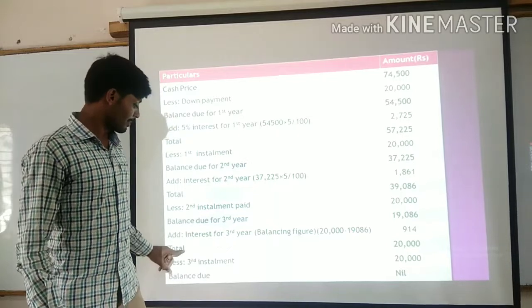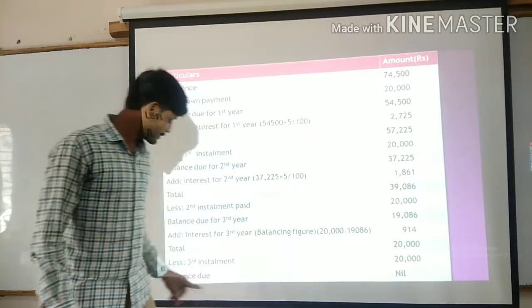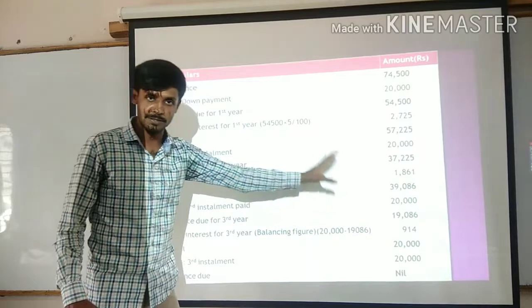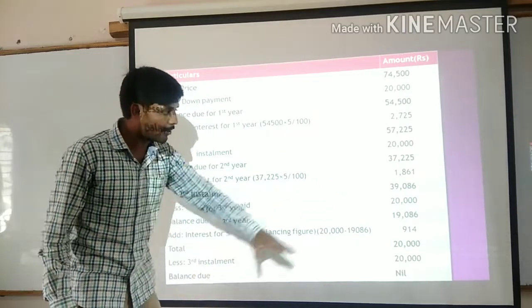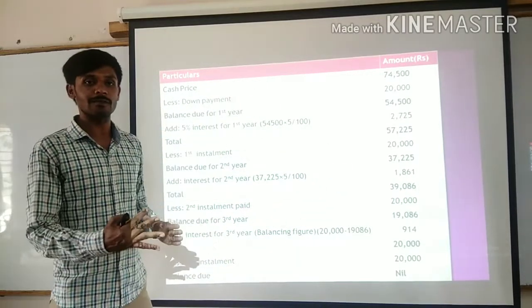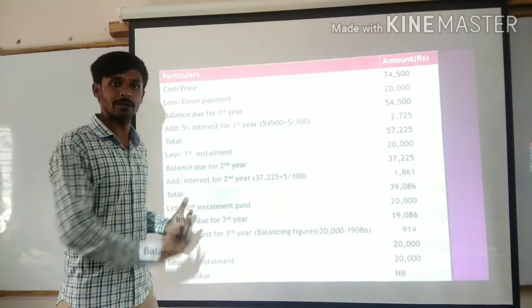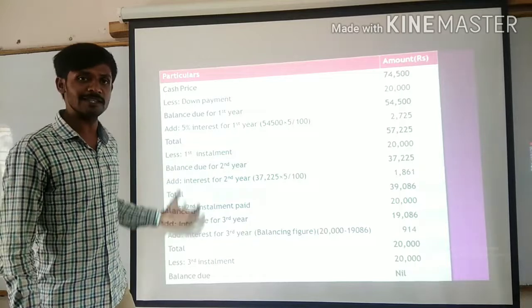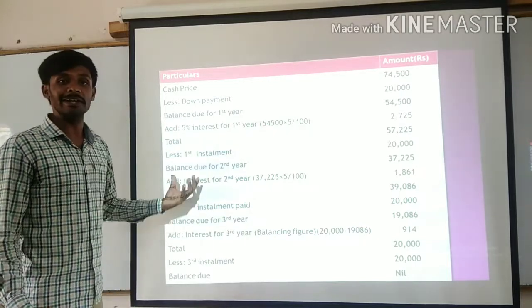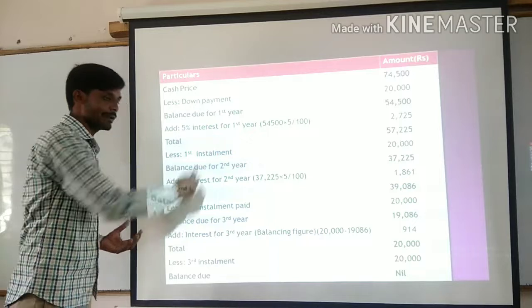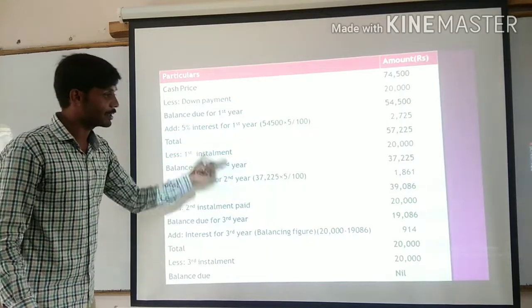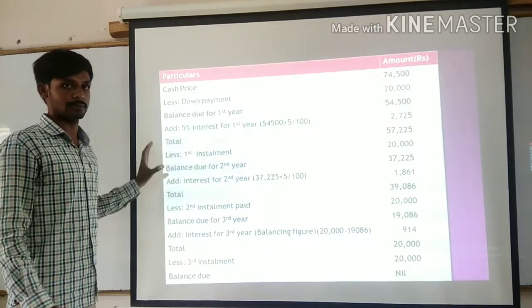Next, if you consider this total, we get 20,000. The last installment is 20,000 rupees. If you pay it, then with all the transactions we have performed, the asset will be handed over, or the purchaser will become the owner of the asset. This is how we will calculate interest if the rate of interest is given and if the installment includes the interest.